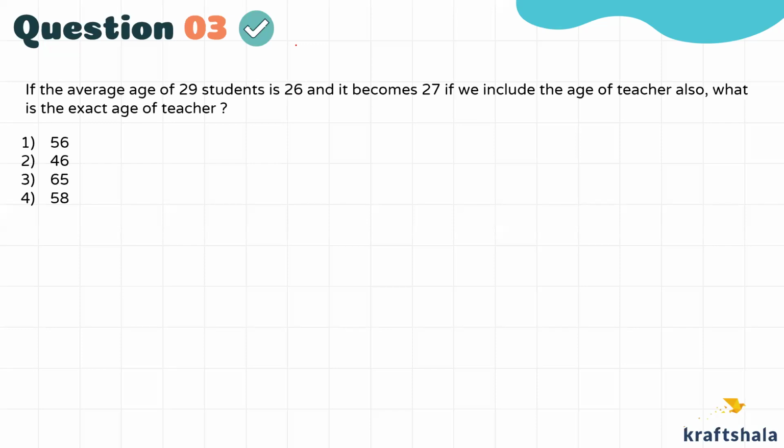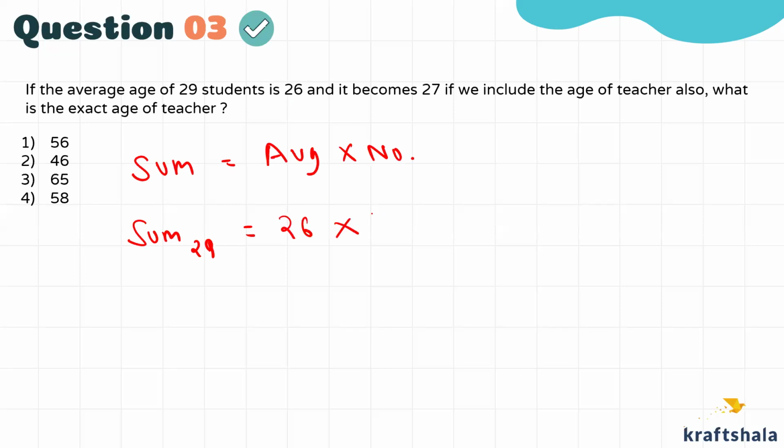All right. Many people have responded with the correct answer. So, the average age of 29 students is 26, and it becomes 27 if we include the age of the teacher. What is the exact age? We can go through this question in the same way as we did the first question. Sum, we all know, is average into number. So, the sum of 29 students: average is 26 and the number of students is 29, right? You can solve it, I think, 754.